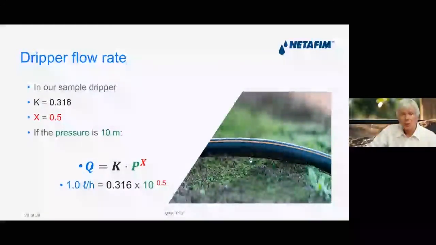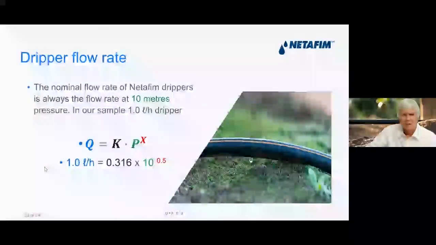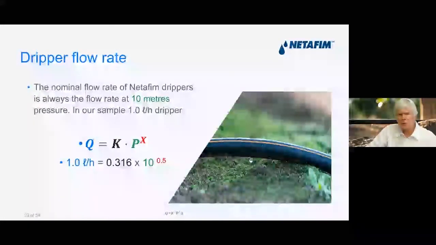In our dripper sample, if x is 0.5 and k is 0.316, and if we take the pressure as 10 meters and multiply that out, we will get 1 liter per hour. The nominal flow rate of all Netafim drippers is always the flow rate at 10 meters. So in our sample dripper, we have 10 to the power of 0.5 times 0.316 equals 1 liter per hour.